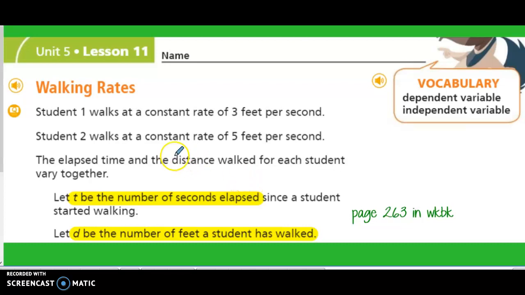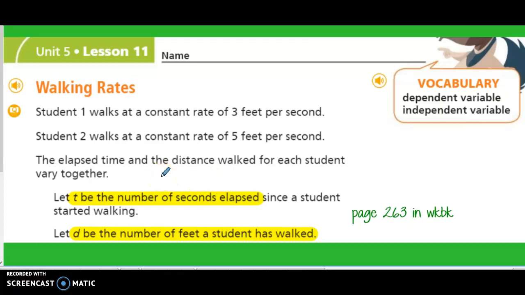One of these two things, either the time or the distance walked, is dependent on the other. In other words, we can't answer the question to one of these if we don't know the other one. We'll talk a little bit later about what's a dependent variable and what's an independent variable, which is the focus of today's lesson.